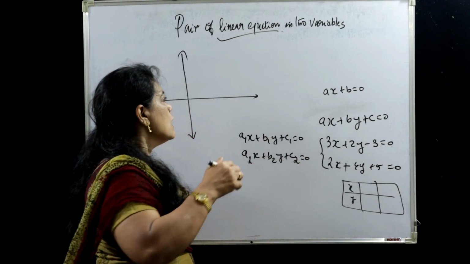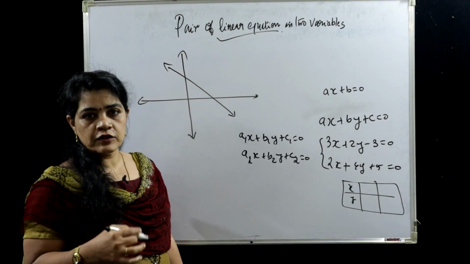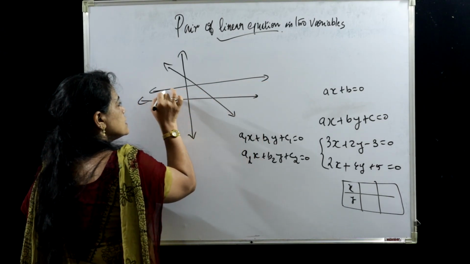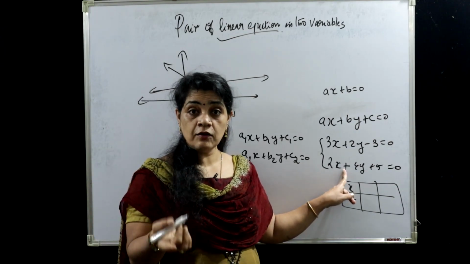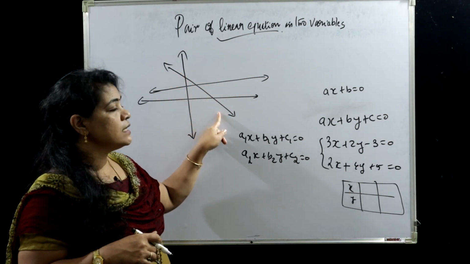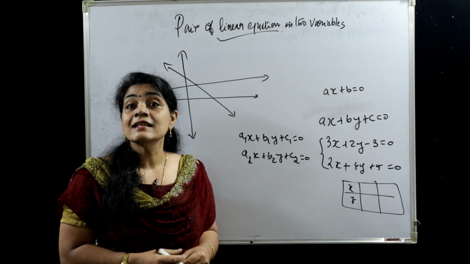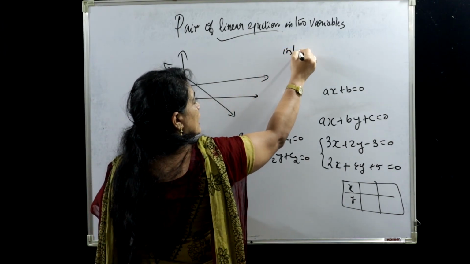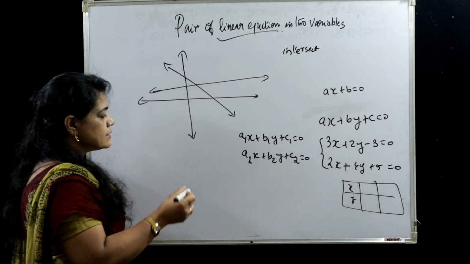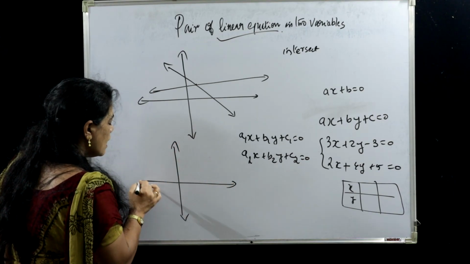Sometimes after plotting the graph, this may be the graph of the first line, the first equation, and sometimes another graph, the graphical representation of the second equation, may be intersecting the first line at this point. That means the lines may intersect. That is the first condition, intersecting lines.